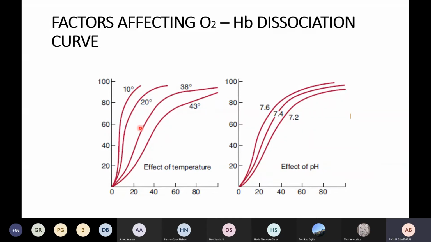Conversely, when the curve is shifted to the left, what is happening? It means that oxygen is now readily binding to hemoglobin, because even at a lesser partial pressure of oxygen, there is more hemoglobin saturation. I hope you understand. One important factor is temperature, another is pH. When there is a rise in temperature, there is right shifting of the oxygen hemoglobin dissociation curve. What does that mean? It means more oxygen is now being made available to the cells and tissues.